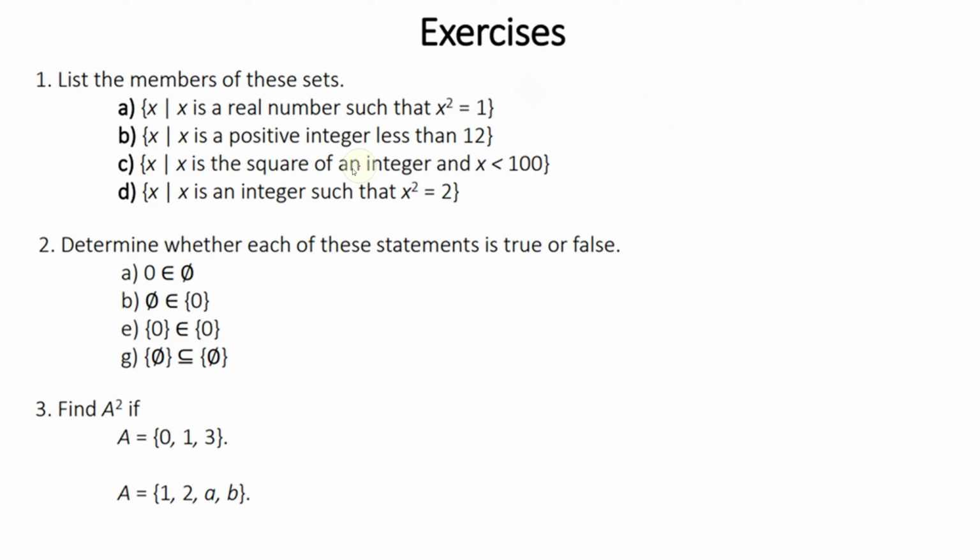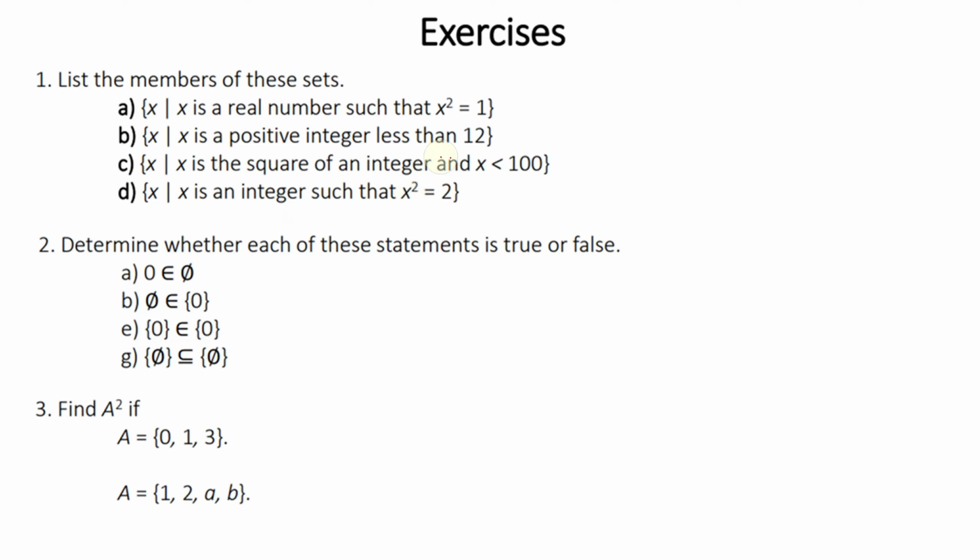How about this one? X is a positive integer less than 12. That means we're going to have, are we going to start with 0? It says positive integer, so 1 is the first positive integer, then 2, then 3, up to 11, because it says less than 12, and it did not say less than or equal, so it should stop at 11.